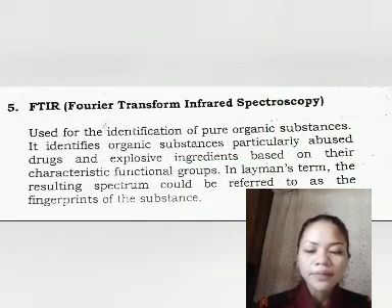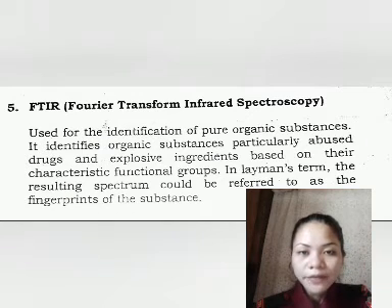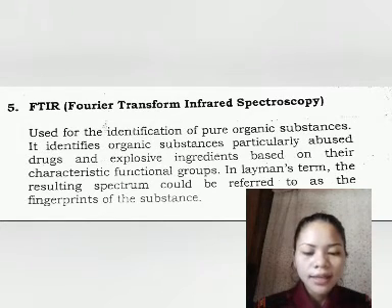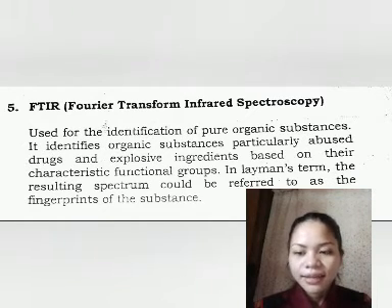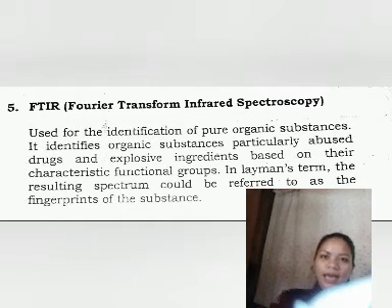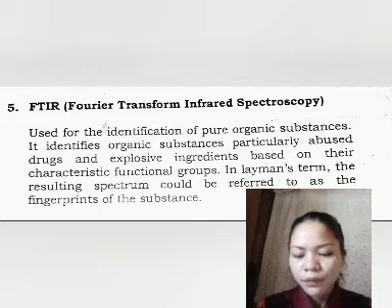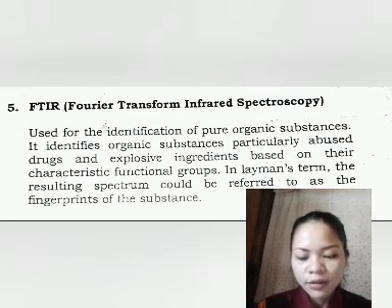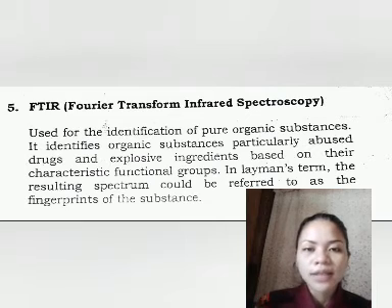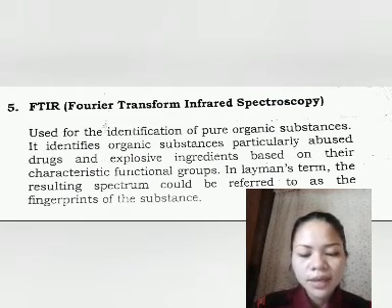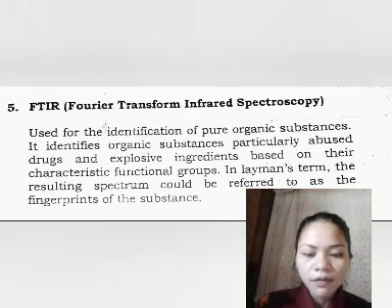Then next is number 5, the last equipment, FTIR, or Fourier transform infrared spectroscopy. Number 5, Fourier transform infrared spectroscopy, used for the identification of pure organic substances. It identifies organic substances, particularly abused drugs and explosive ingredients, based on their characteristic functional groups.